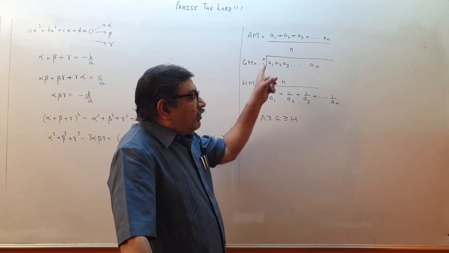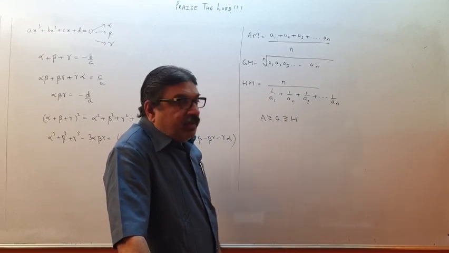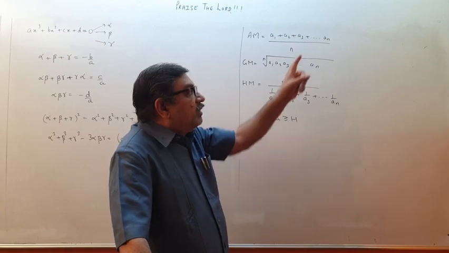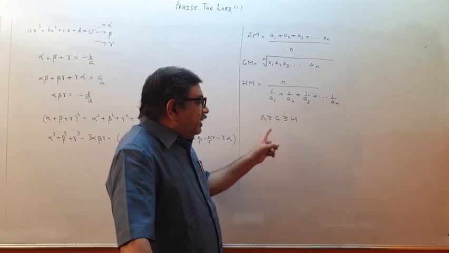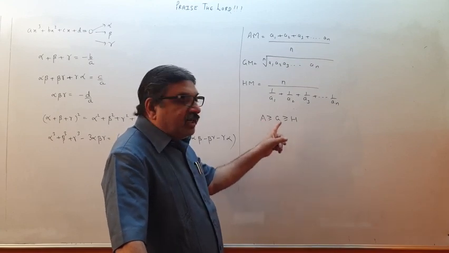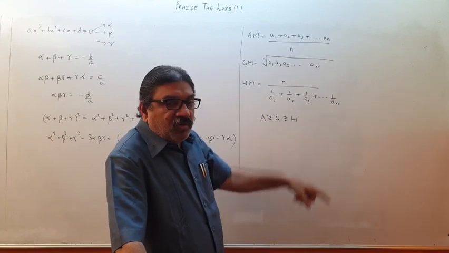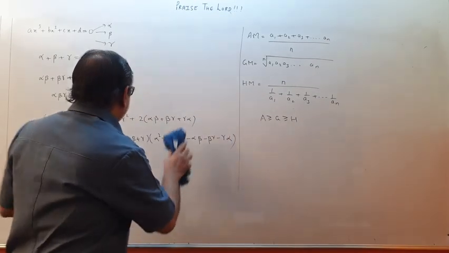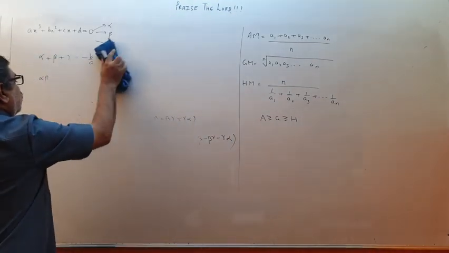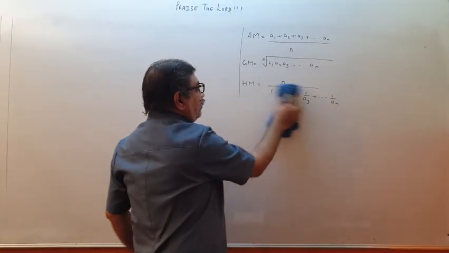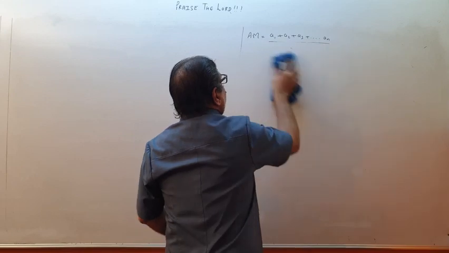Equality will occur if all the numbers are the same. If all numbers are the same, then they will be equal. But even if one number is different, then equality will go, only inequality will remain. So A greater than G greater than H if all numbers are not the same. So with these things in mind, now we proceed with our sums. Very interesting sums you will see in this video.